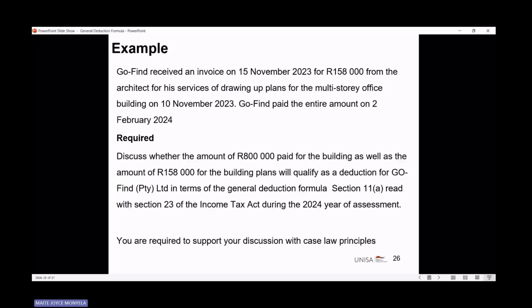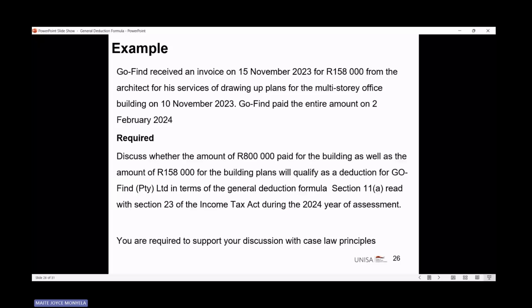That is a good question. When you say discuss, you can. Some of us, when we see calculation, we go to calculation. When you see an amount, you go straight to calculation. But you must read the question. It says discuss, apply general deduction formula.